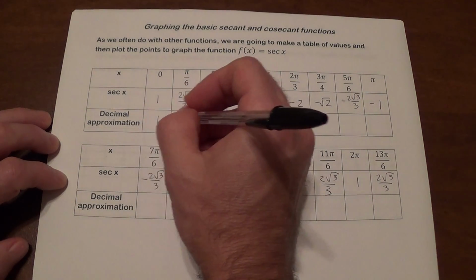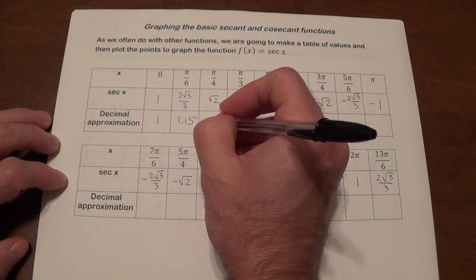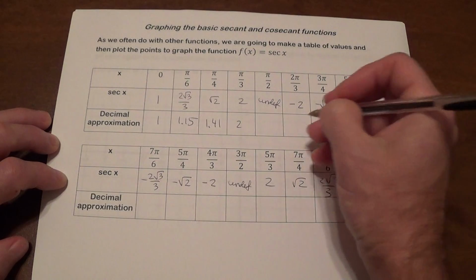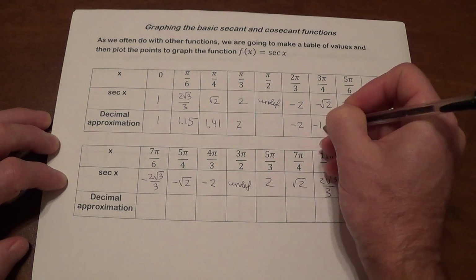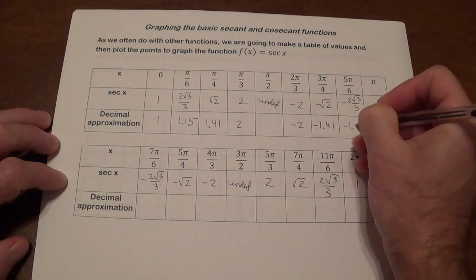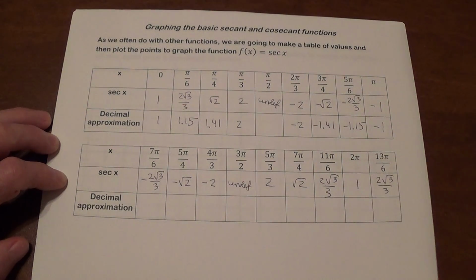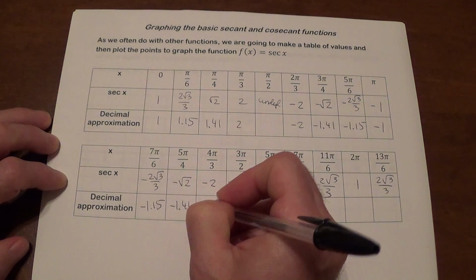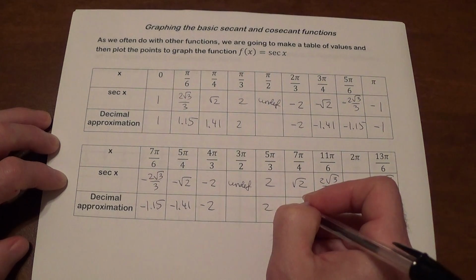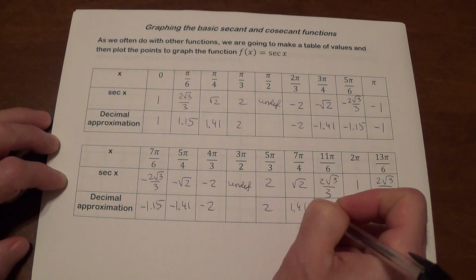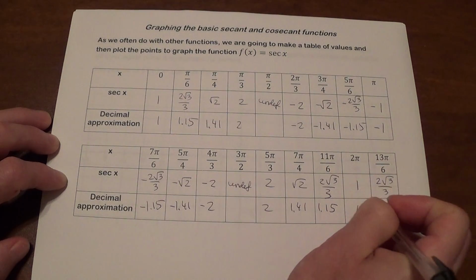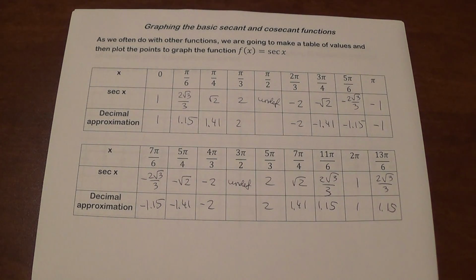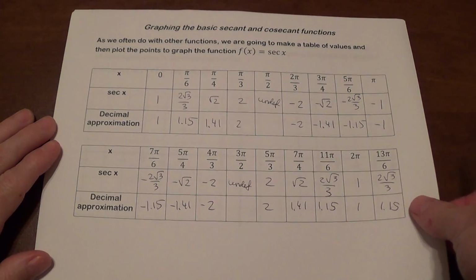So obviously it's 1, this is about 1.15, this is about 1.41, this is 2, obviously undefined, negative 2, negative 1.41, negative 1.15, negative 1, negative 1.15, negative 1.41, negative 2, undefined, 2, 1.41, 1.15, 1, and then 1.15. So these are our values, and now we are going to plot them, and we're going to see what the graph is going to look like.